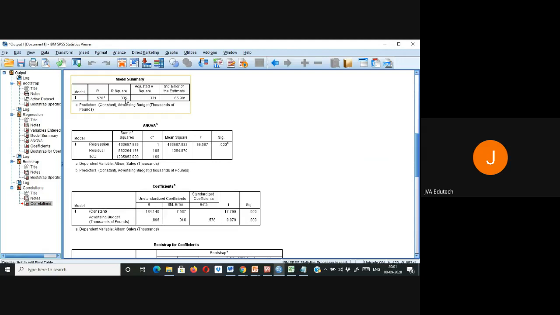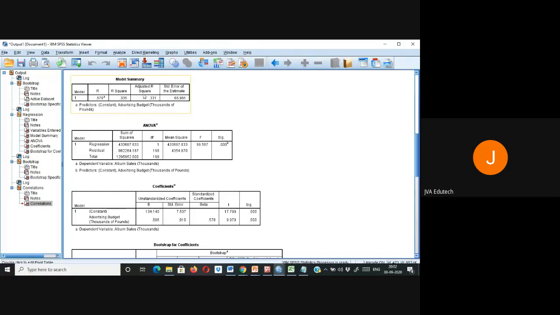The rest of the variance remains unexplained by advertising spends. It could be explained by some other variables. If you take into account only advertising spends to explain the sales of the album, only 33.5% of that variation could be explained. So almost 66% of the variation in album sales cannot be explained by advertising alone. There could be some other factors. What these factors could be that can influence the sales, we can see by checking other variables.